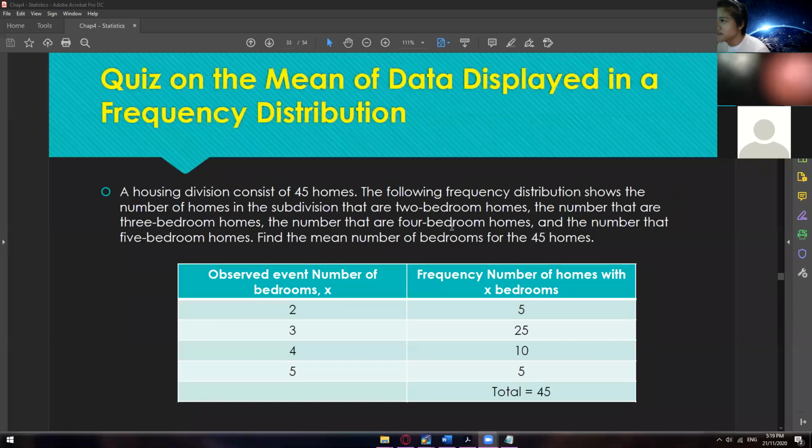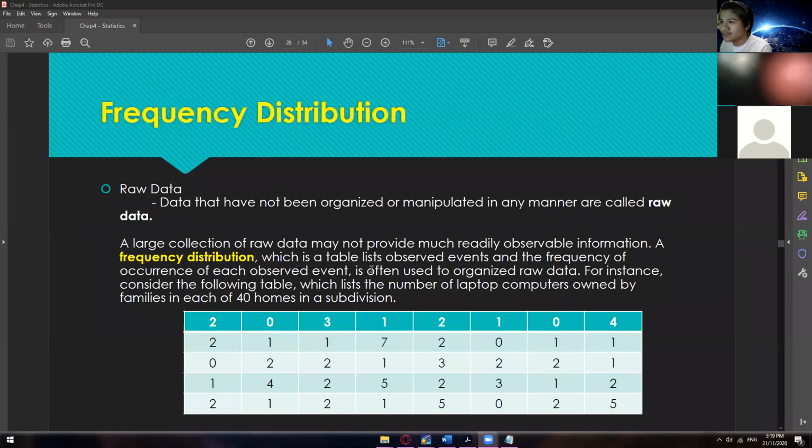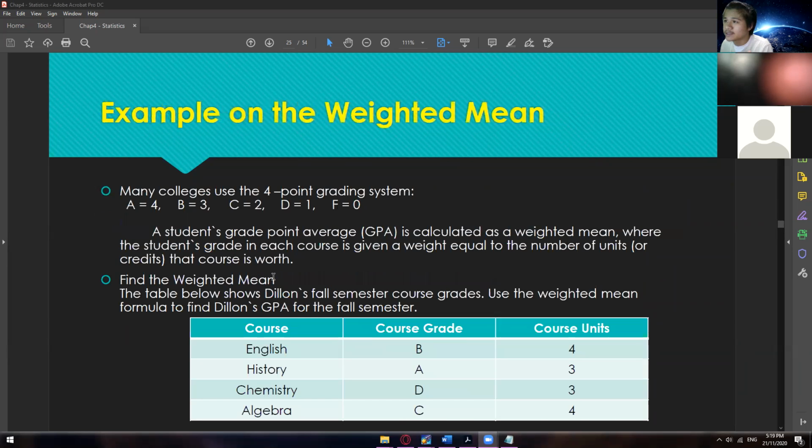So let us now continue our discussion. Let me just pinpoint the difference between frequency distribution and the weighted mean. The weighted mean is meant for a sample wherein the items have different weights or importance. In frequency distribution, mostly we use this with a population or with data wherein we have 50 or more. If we have, let's say, a ranking of importance of data, we use the weighted mean.